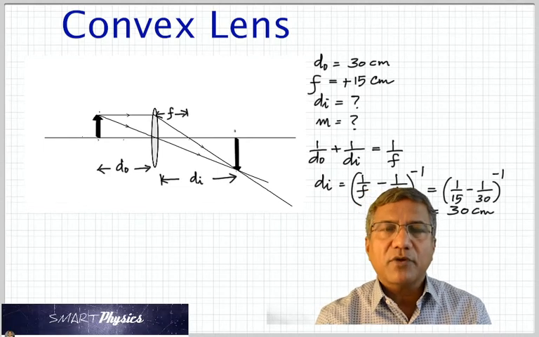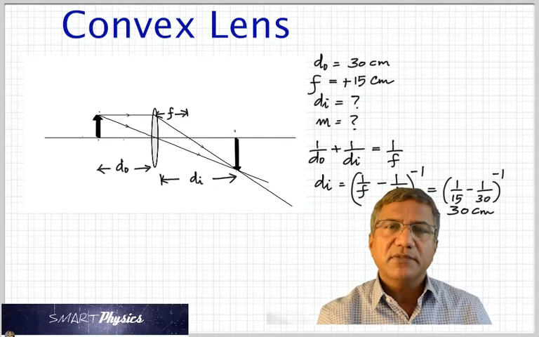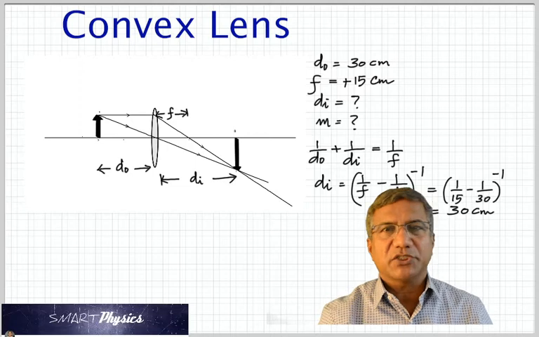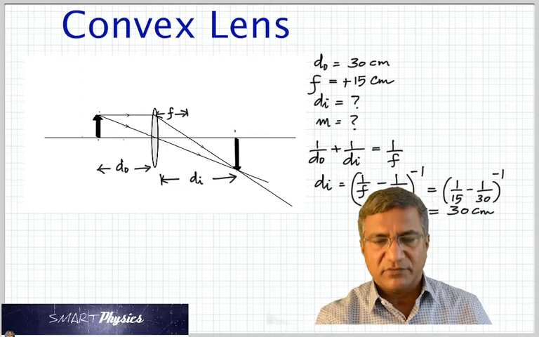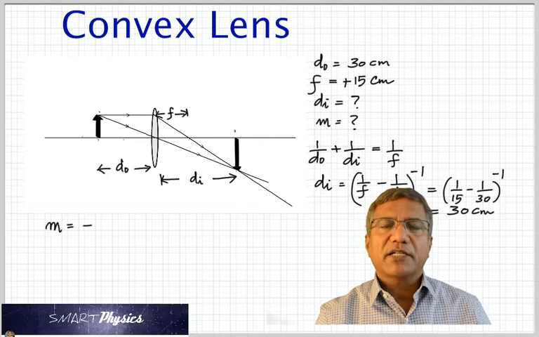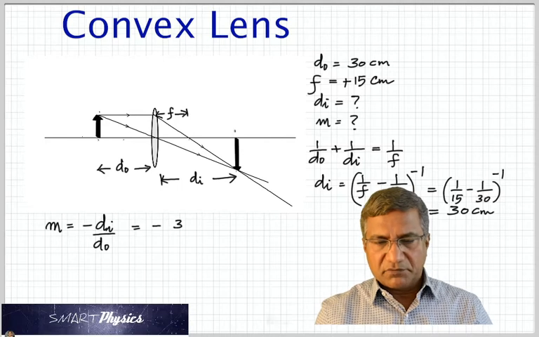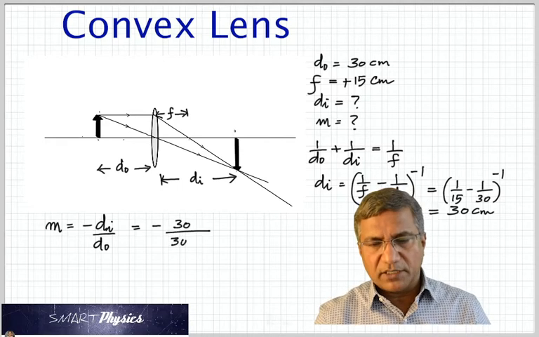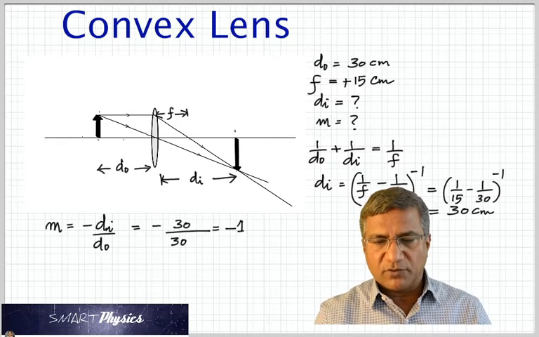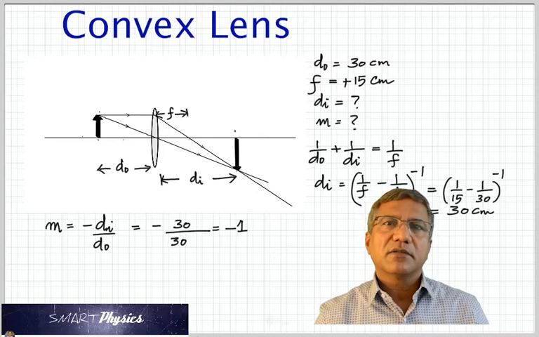Another thing is, since you got DI to be positive, that means it's a real image. DI is positive, yes, it's a real image. Now magnification. Magnification is negative DI by DO, and negative of 30 by 30 gives negative 1. So that's the magnification in this case.